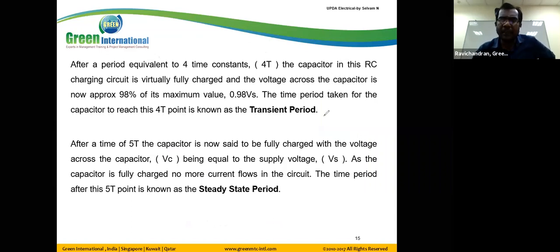So transient period is 4t, steady state period is 5t. Sometimes they ask in the number this.